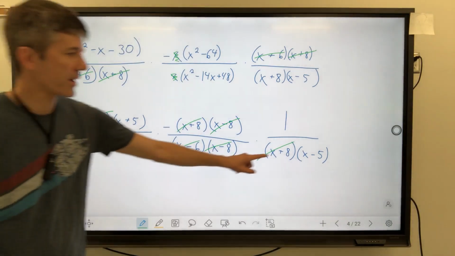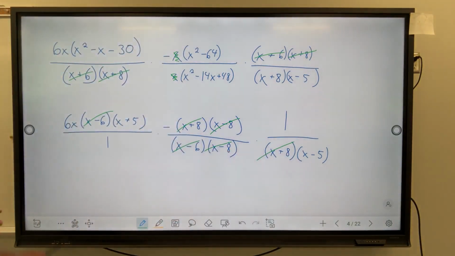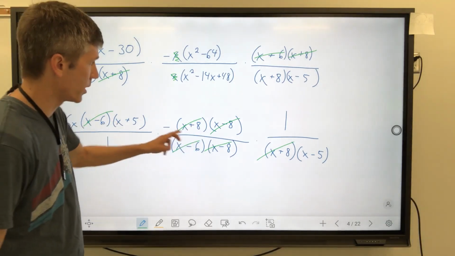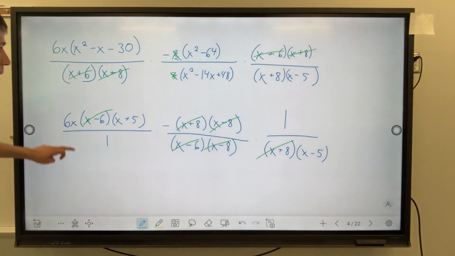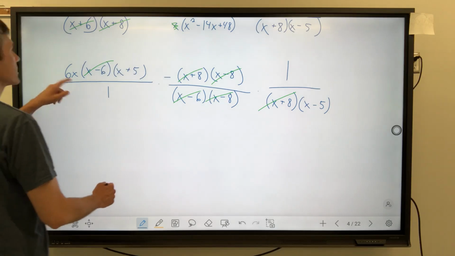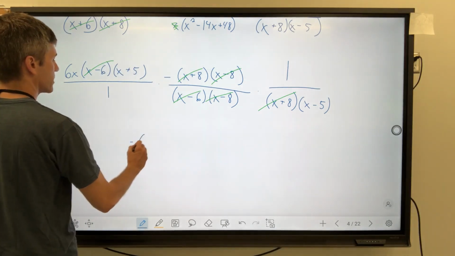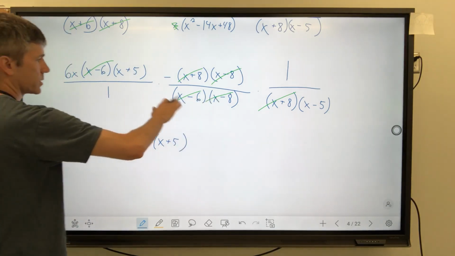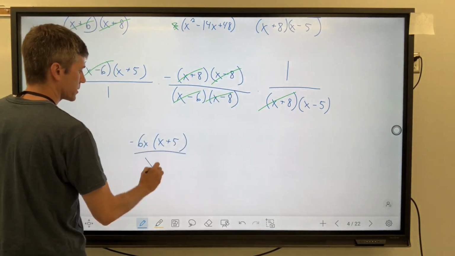No. X plus 5 does not cancel with x minus 5. They are two very separate factors. All right, the numerator that's left is 6x, x plus 5, and a negative 1, and a 1, and a 2, and a 3. Sorry, that was dumb. I'm embarrassed by that. 6x times negative 1, so negative 6x and x plus 5. And the denominator is 1 times 1 times 1 times 1 times x minus 5.